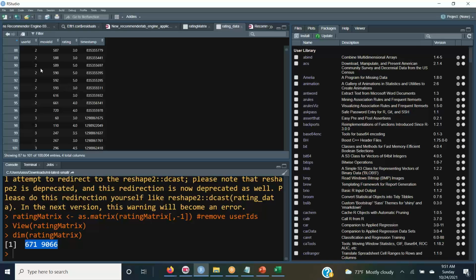So this is the wrangling part, where you move the data into this form. This is 100,004 rows and 4 columns. We dropped the timestamp, we don't need it. Movie IDs become the columns. We put the rating as the value in the matrix. This is the rows, this is the columns, this is the values. That is what happened in the decast. That made this rating matrix.